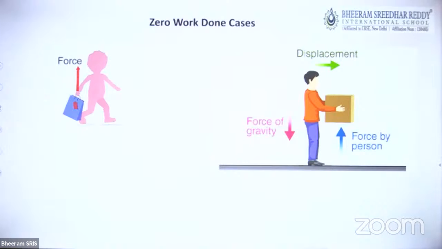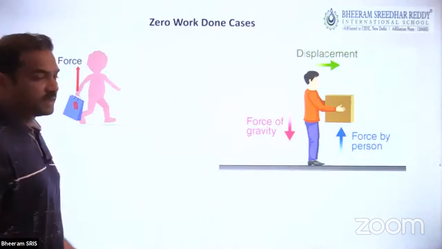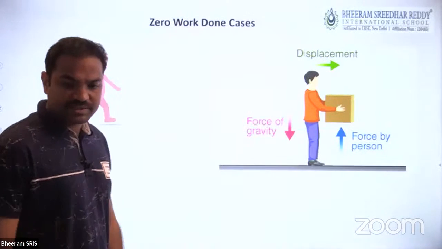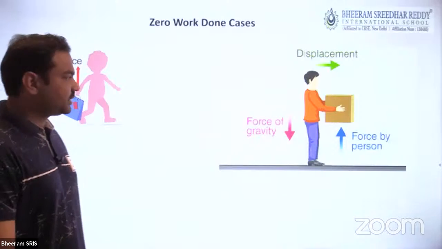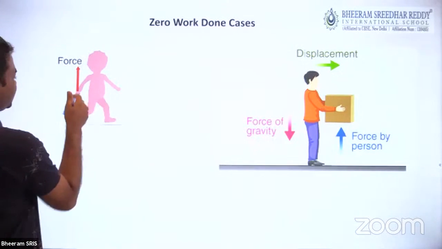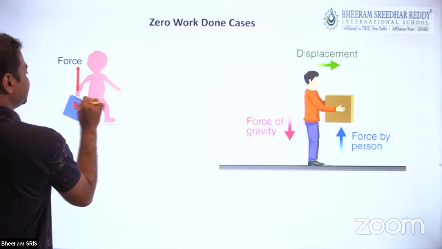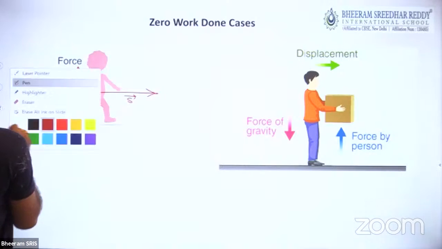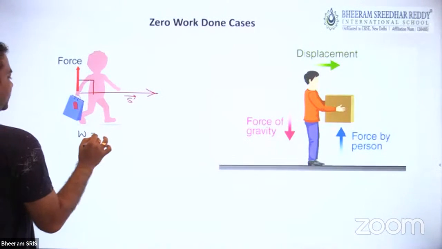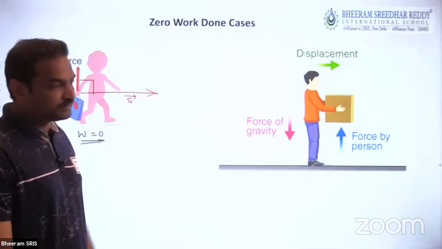So next, these are some zero work done cases. Work done by force will be zero. So these are some cases where you'll find work done by force is zero. One person is holding a shopping bag, then force will be upward. If he is moving forward, the displacement, then the angle between the force and displacement is 90. Then work done by him is zero. Work done by force applied by him is zero.